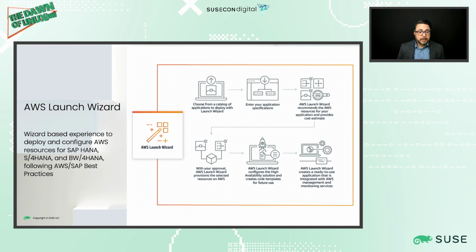And recently, I do want to point out that the AWS Launch Wizard announced support for SAP S/4HANA 2021, SAP BW for HANA 2021, and SAP HANA SPS 06 deployments, all running on SLES for SAP 15 SP3.